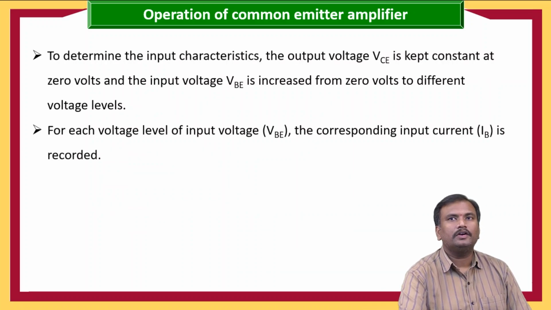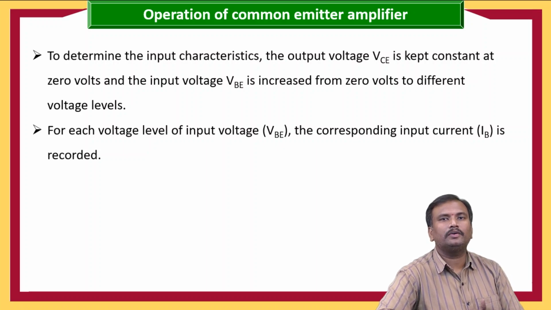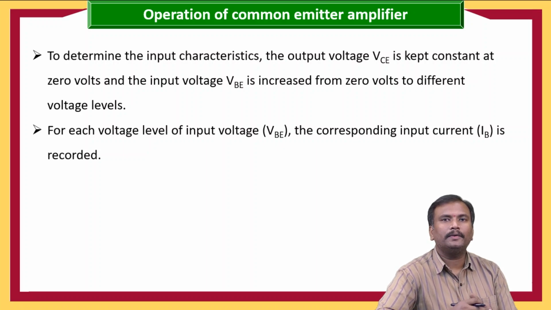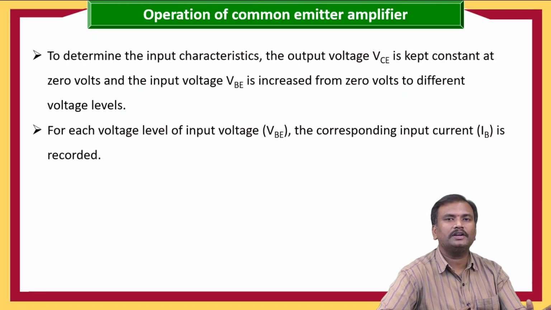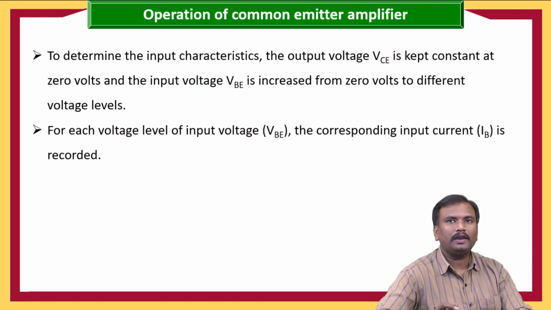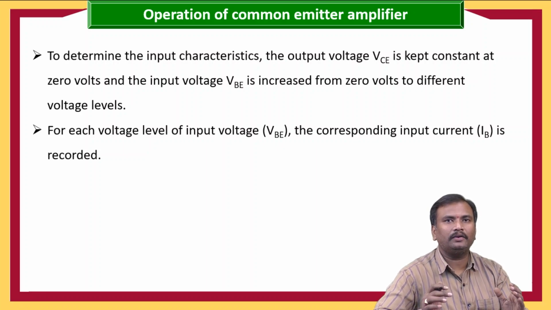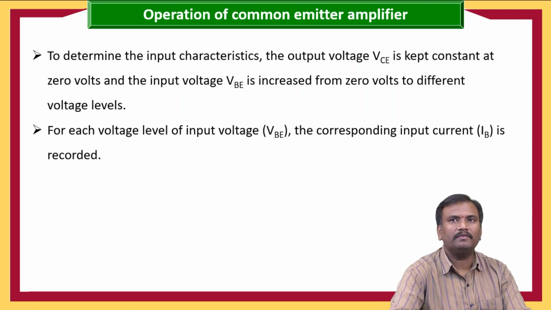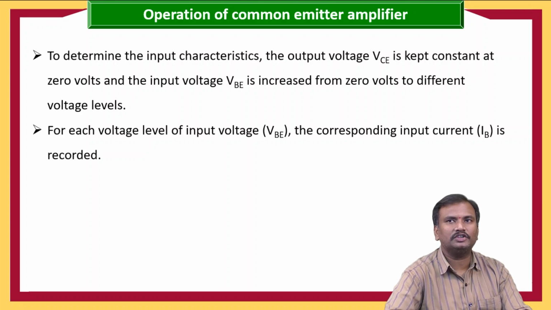To determine the input characteristics, in order to get the transistor into active mode, we need to keep the base to emitter junction forward biased and the collector to emitter junction reverse biased. So to stay in the active region, we keep VBE in the forward direction and VCE in the reverse bias condition.